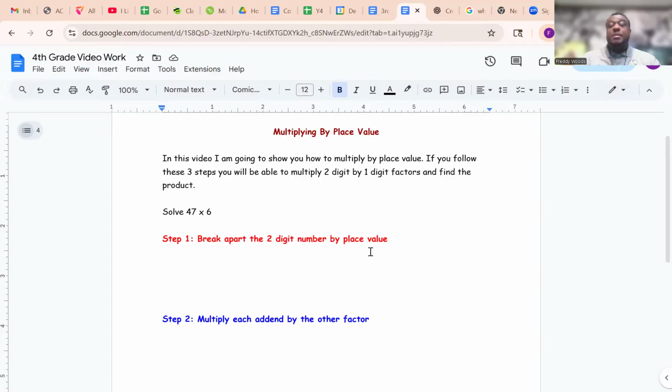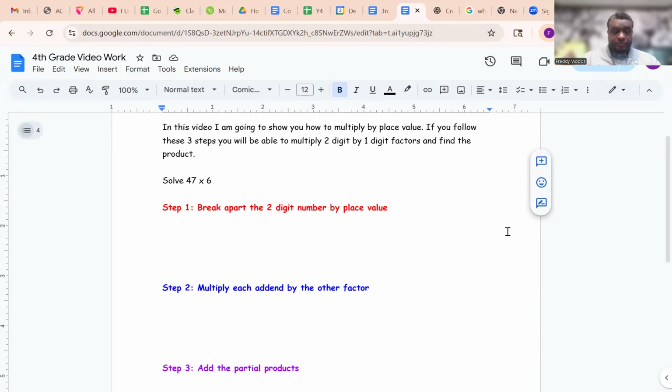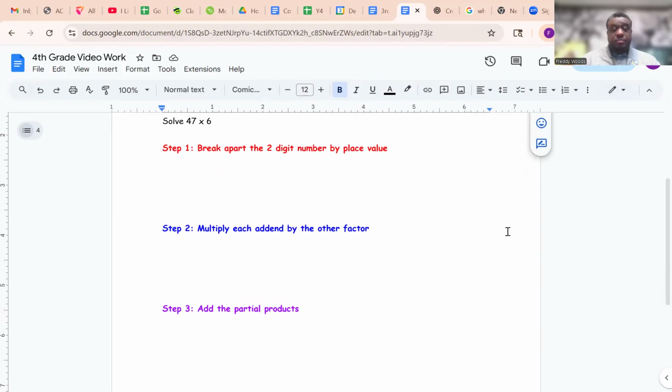So I'm going to multiply by place value. And hopefully for some of us, we could actually use this strategy to help us multiply. In this video, I'm going to show you how to multiply by place value. If you follow these 3 steps, you will be able to multiply 2-digit by 1-digit factors and find the product, but also 3-digit by 1-digit, 4-digit by 1-digit, any multi-digit number times 1 digit, you can use this strategy for. So we're going to solve the problem 47 times 6.